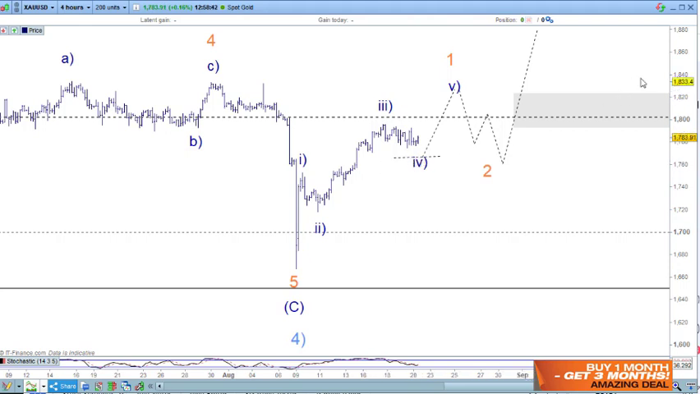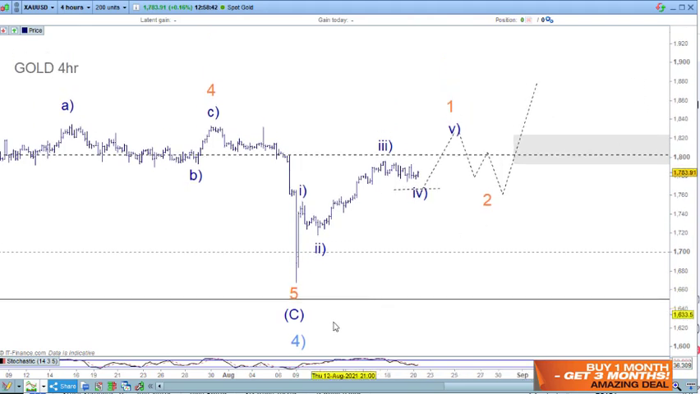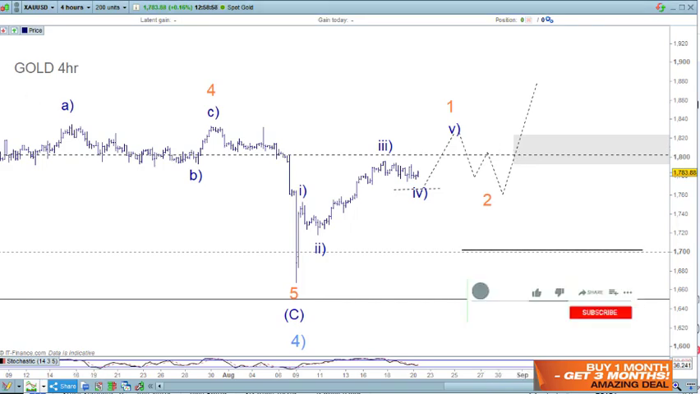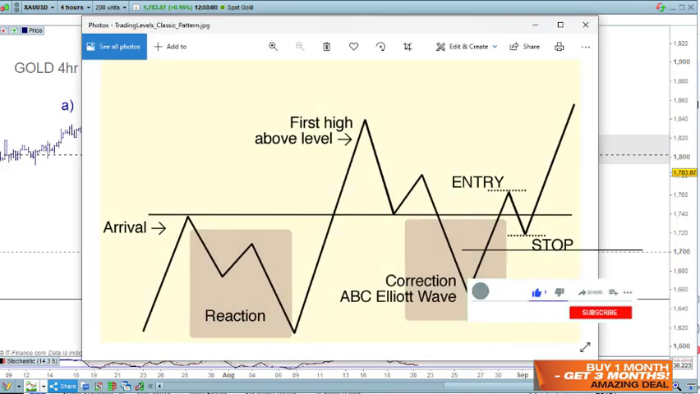But the takeaway here is that for this to be bullish, we need to see 1 and 2 and 3 and 4 and 5 here. So we need to see those 5 waves. Then it looks like we'd get a classic trading levels pattern across here, and that means we'd go long over here. The classic trading levels pattern on the long side looks like this. We've got the arrival, the reaction. We're looking for this wave 3 here, wave 4 here, wave 5 here, and an ABC that could pull back a bit further here, and then going long over here.